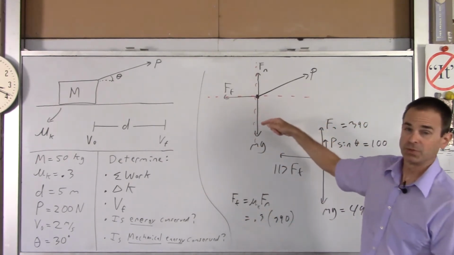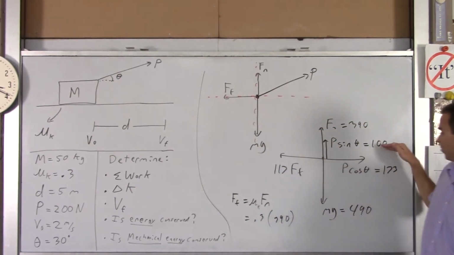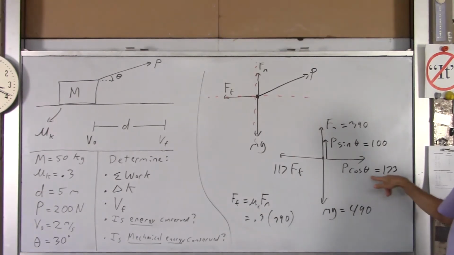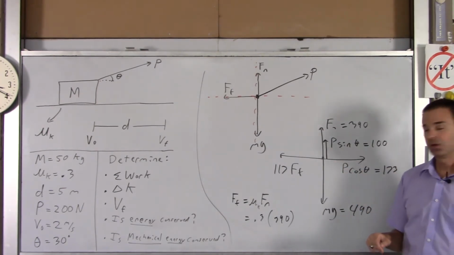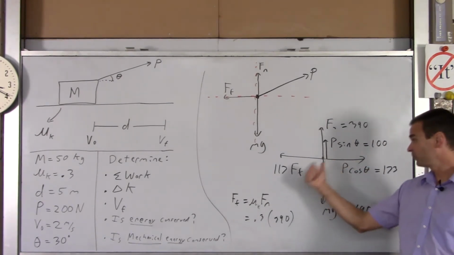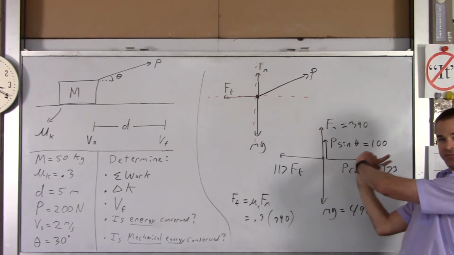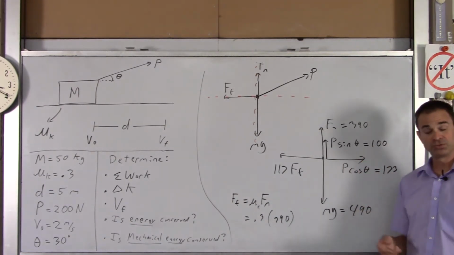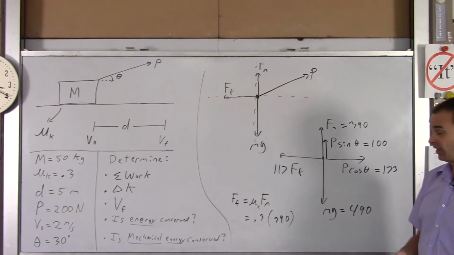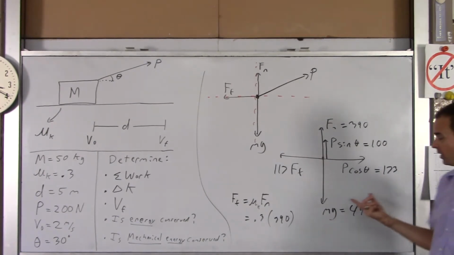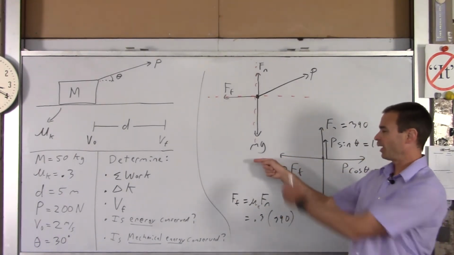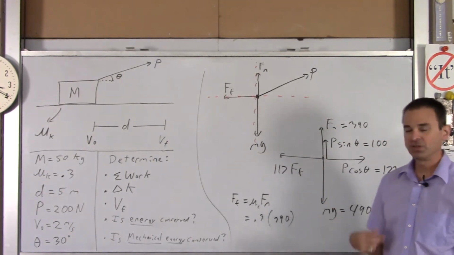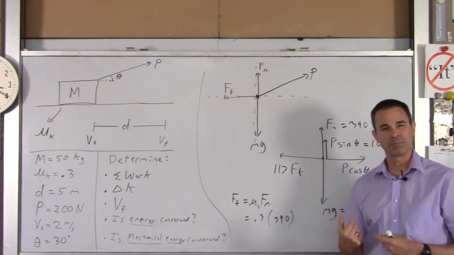P will do some work. Which component of P is going to be doing our work? Well, P cosine theta, because that is parallel to the motion. What sign of work will P cosine theta do? The motion is to the right and P cosine theta is to the right. Whenever the motion and the force are in the same direction, that force is doing positive work. It's adding energy to the box as you go. Friction is pointing the opposite way of the motion. Since friction is pointing this way, but our motion is to the right, friction is going to do negative work. It's going to suck energy away from our box.